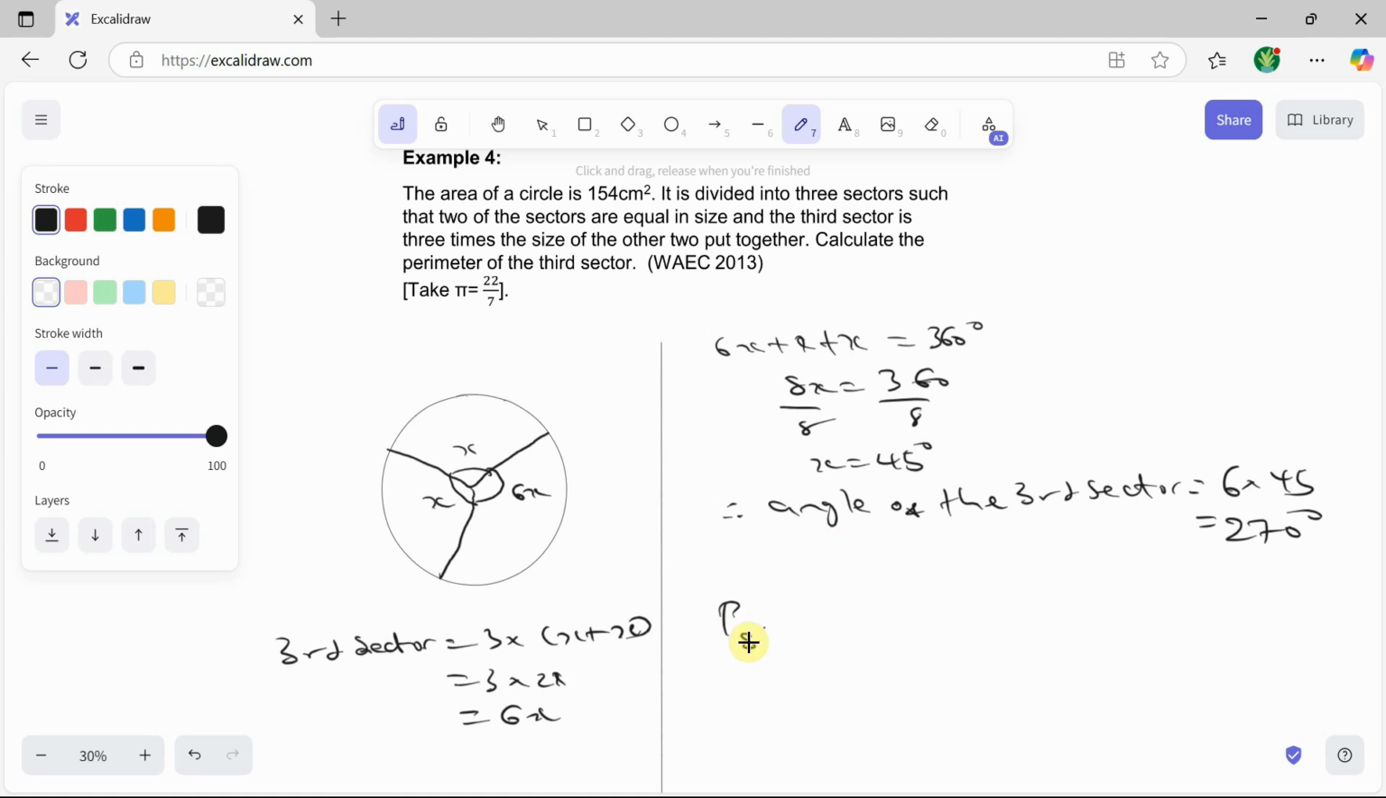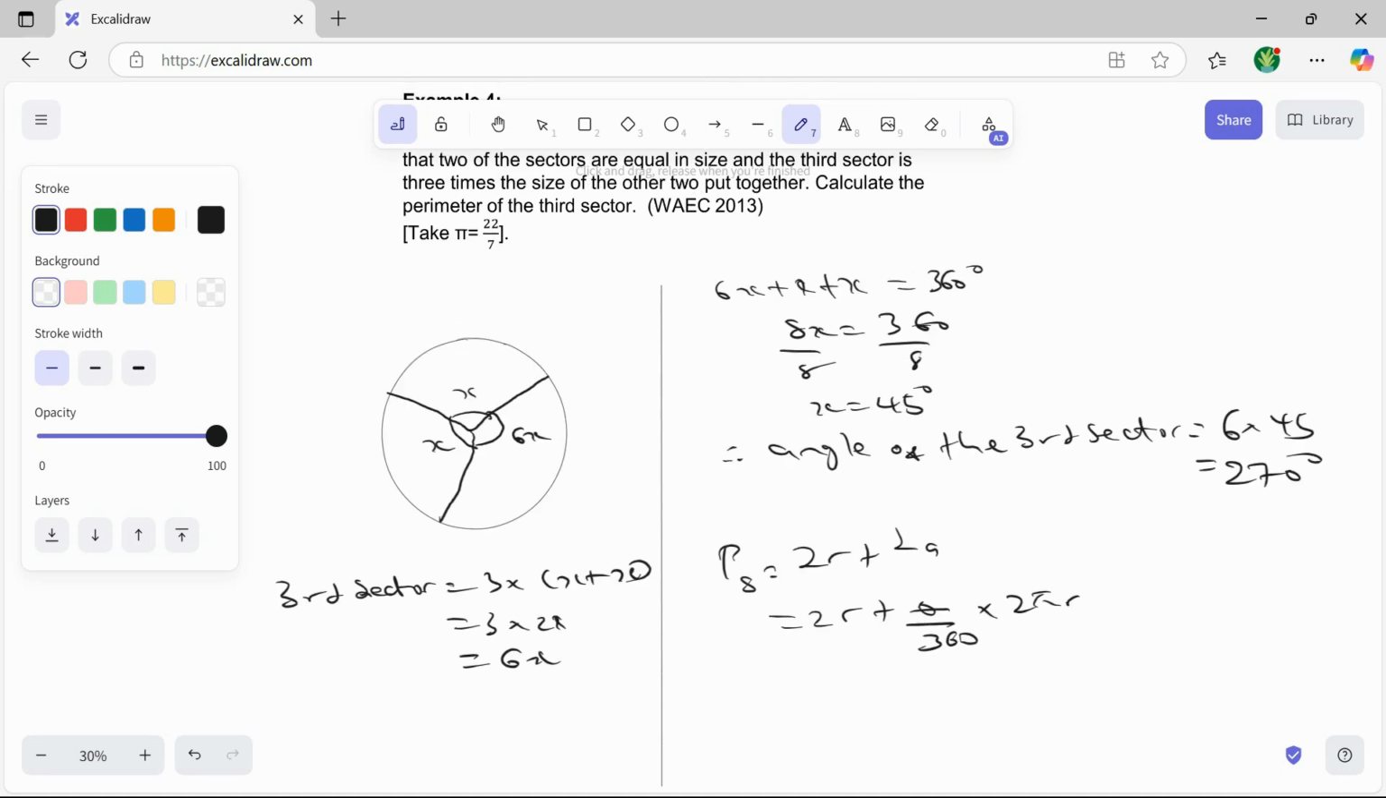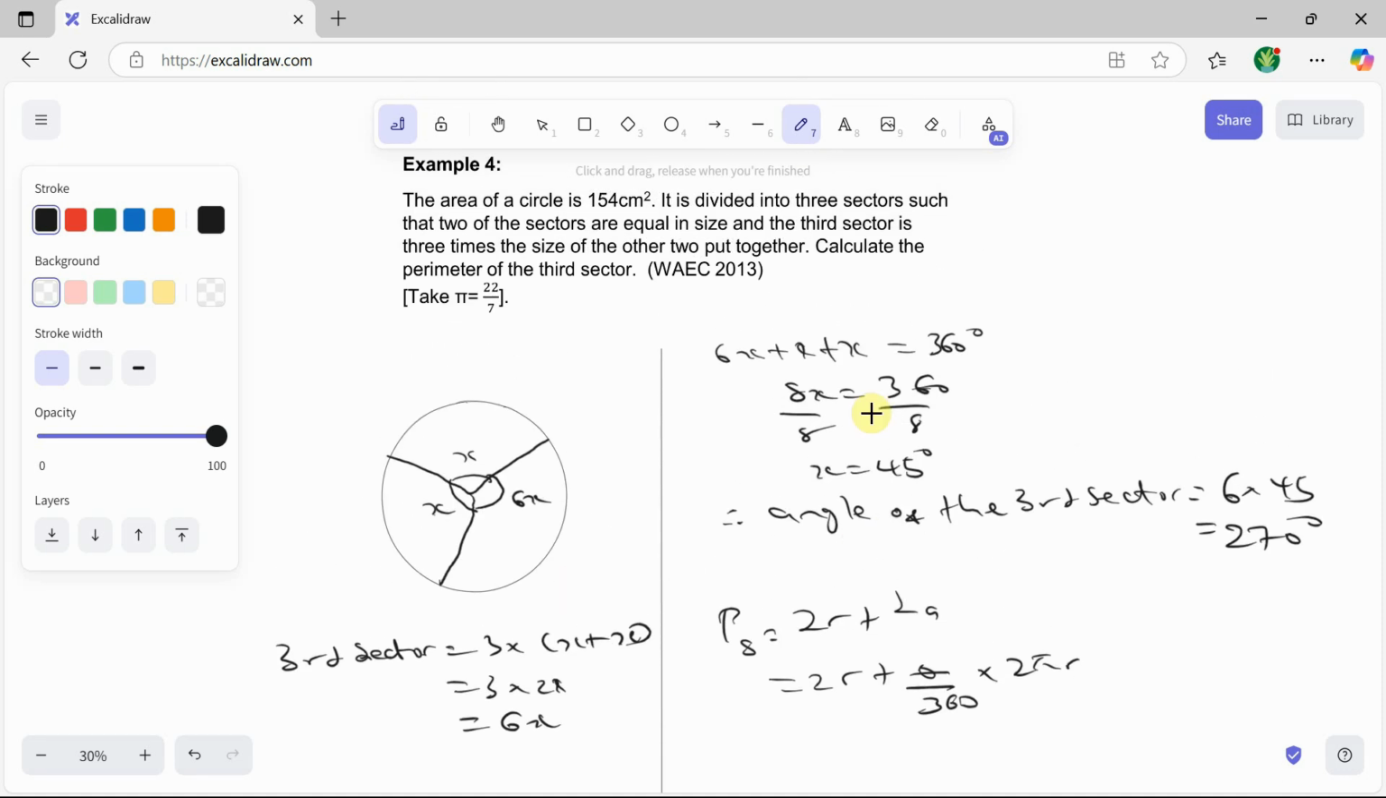Perimeter of the sector, what do we say it is? We have the radius plus radius, that will be 2 radius, plus this arc, which is the length of arc. That will be 2r, and our length of arc, we said is what? Theta over 360 times 2 pi r, in that previous video, I think maybe the last 3 videos to this. So we know our r. Where's our r? Oh, so we don't even know the r.